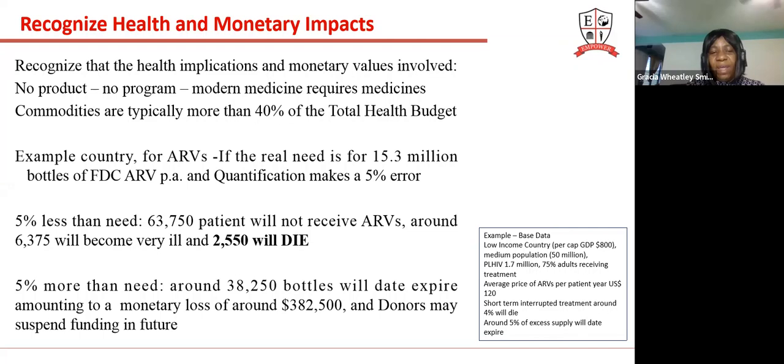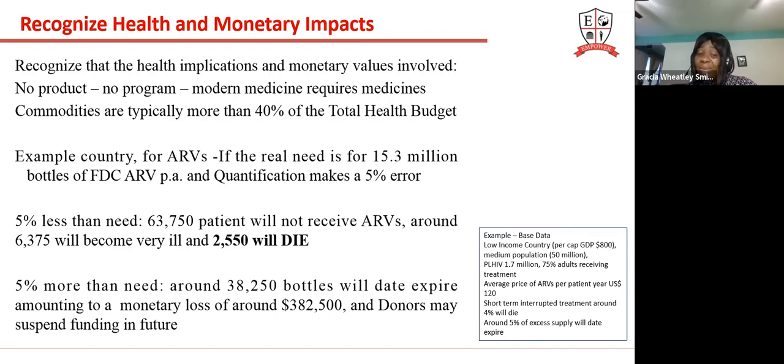So for example, for ARVs, if the real need is for 15.3 million bottles of FDC ARVs per annum and quantification makes a 5% error, can that impact us? 5% less than need means 63,750 patients will not receive their ARVs. Can that affect us? Yes, because some will die.